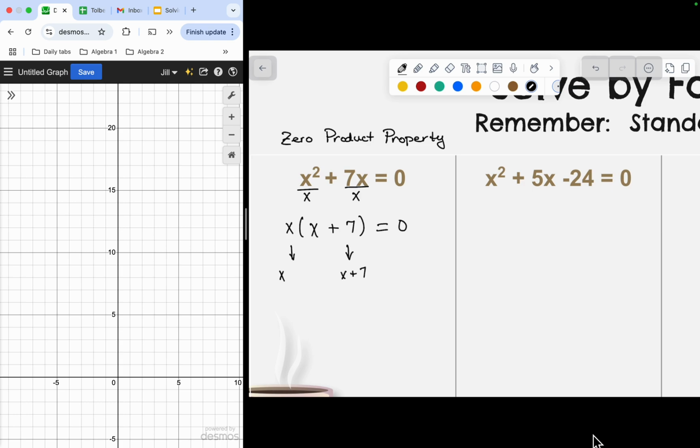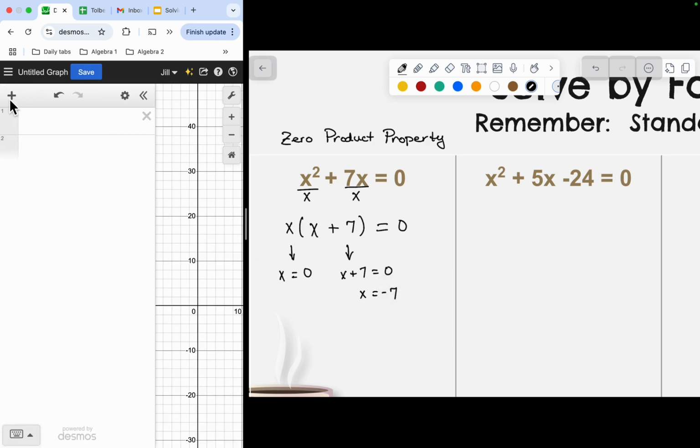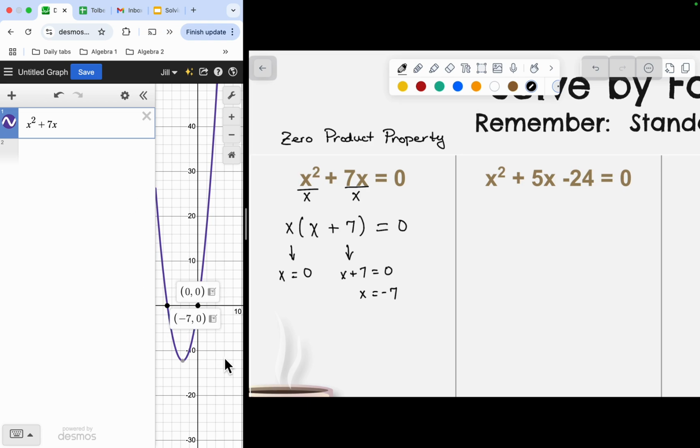And so if these two factors multiply to give us that 0, then either the first factor has to be 0, which means x would be 0, and that's one of our solutions, or the second factor has to be 0, which would mean if we solve that linear equation, we get x equals negative 7. And so then when we graph that quadratic, either in factored or standard form, you're going to see that your solutions are 0 and negative 7. So those are our two solutions for that quadratic.